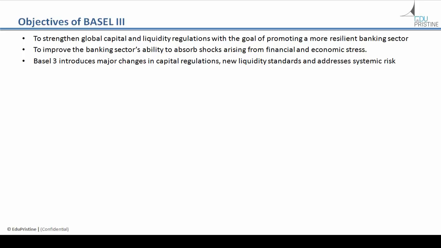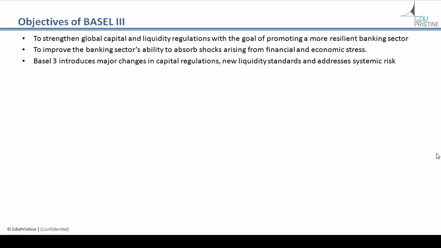Now, the objectives of Basel III are really threefold. Firstly, the regulations for capital and liquidity needed to be strengthened to promote more resiliency in the banking sector. Secondly, you needed to improve the banking sector's ability to absorb shocks arising from stress. And finally, Basel III introduced new liquidity standards and major changes in capital regulations to address systemic risk. So under Basel III, there were a lot of requirements for liquidity. They basically introduced two liquidity metrics, which we'll go on to talk about. But also there's a raft of requirements to manage capital more effectively, and they also brought in a number of new capital buffers. But unfortunately, we don't have time to cover that in this webinar.